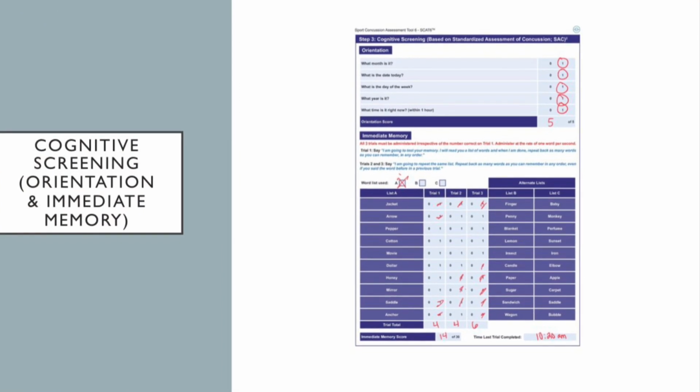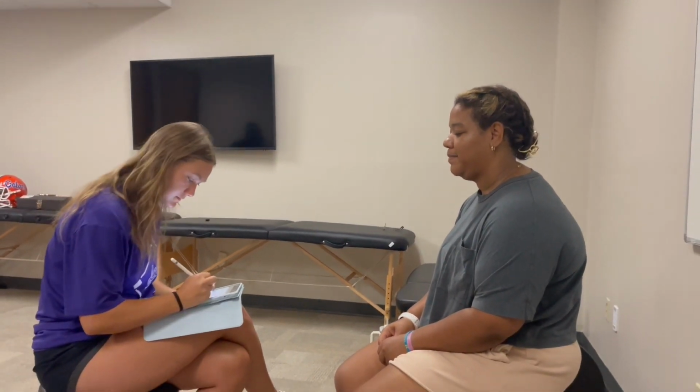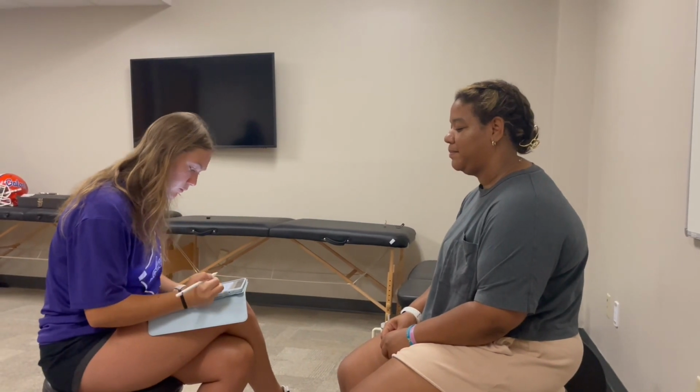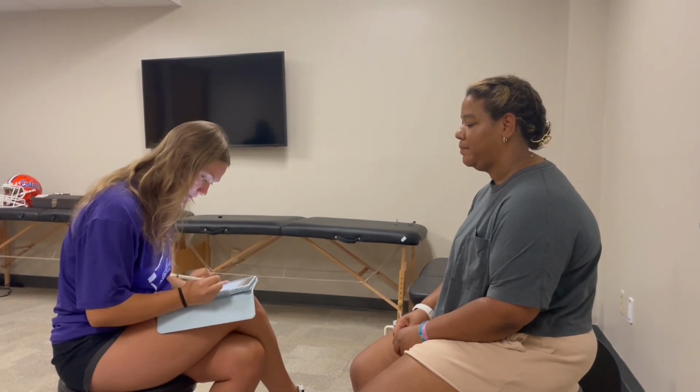Cognitive screening testing orientation and immediate memory. I'm going to ask you some questions. Answer to the best of your ability. What month is it? It is July. What is the date today? The 19th. What is the day of the week? It's Wednesday. What year is it? 2023. And what time is it right now within the hour? It's about 10:15.